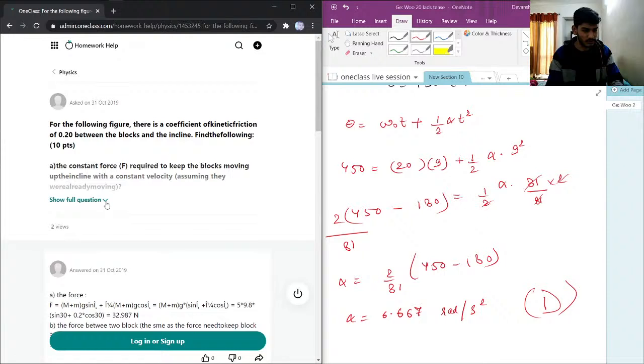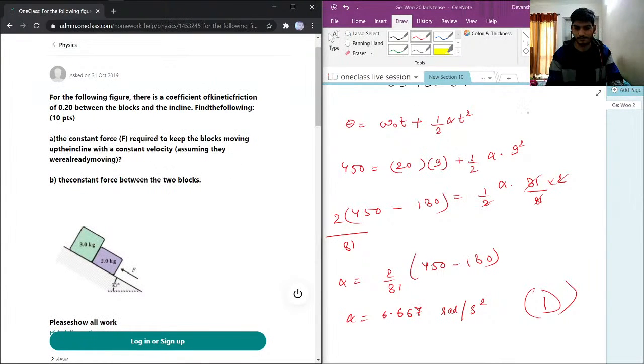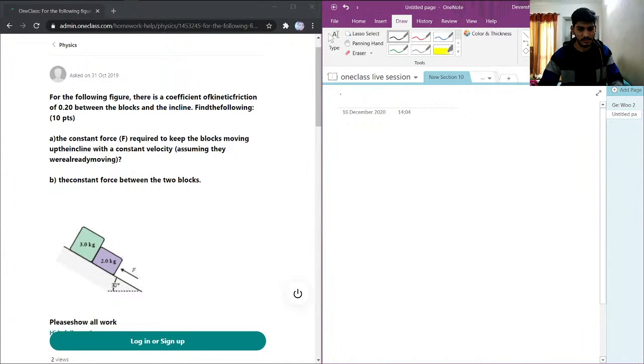Then we move on to question number 2. For the following figure, there is a coefficient of kinetic friction. In this question, there is not a lot of space, so I'll just read this. For the following figure, let's say mu is the coefficient of friction, 0.20, between the blocks and the incline. Find the following.